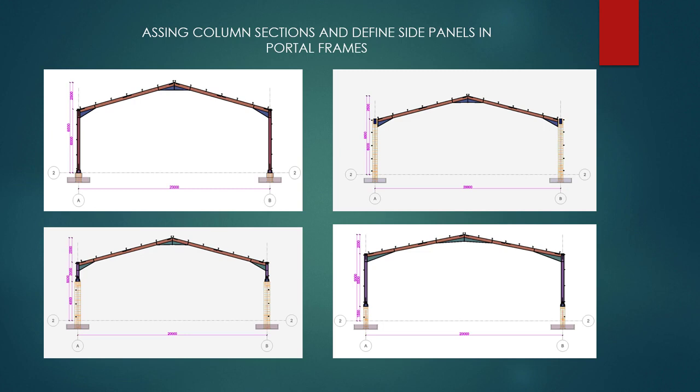In this lesson, we are going to learn how to assign column sections and define some panels in portal frames. In MKA PHP, you can define your columns in several ways. You can define only steel section columns, or you can define full concrete columns. You can make partial concrete columns, and on it you can define a portal frame, or you can define a footing with pedestal column. Let's learn how to do that.